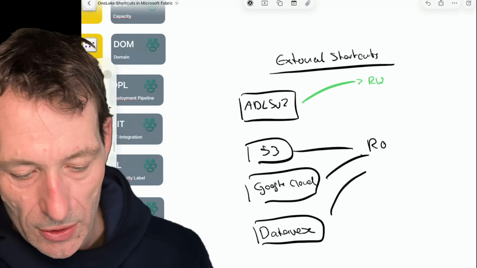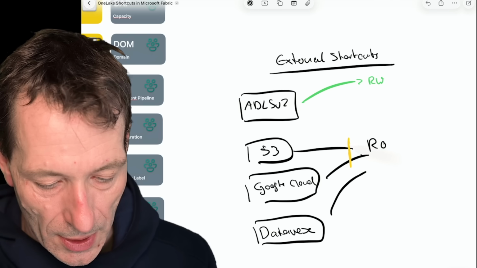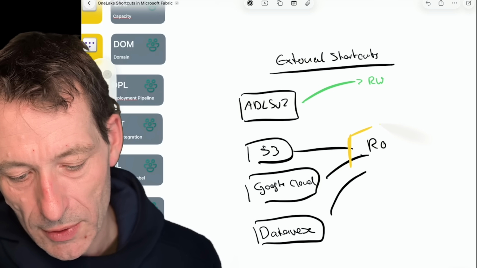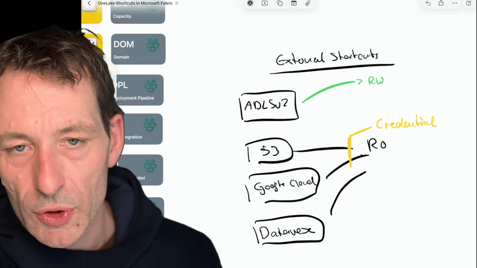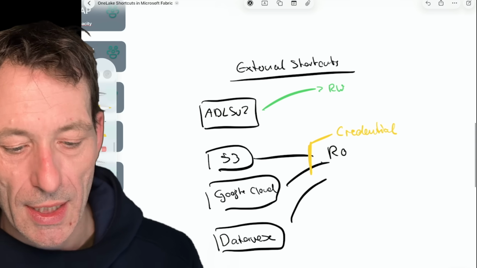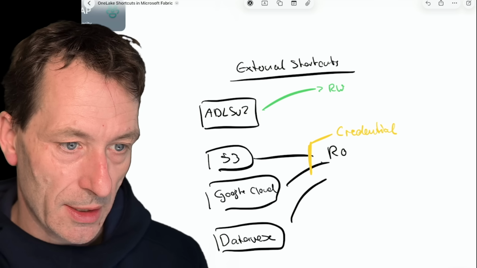All these external connections also store one credential, right? So you need to define the credential here, which means that when you have specific access for specific credentials, you need to remodel that later in Fabric.